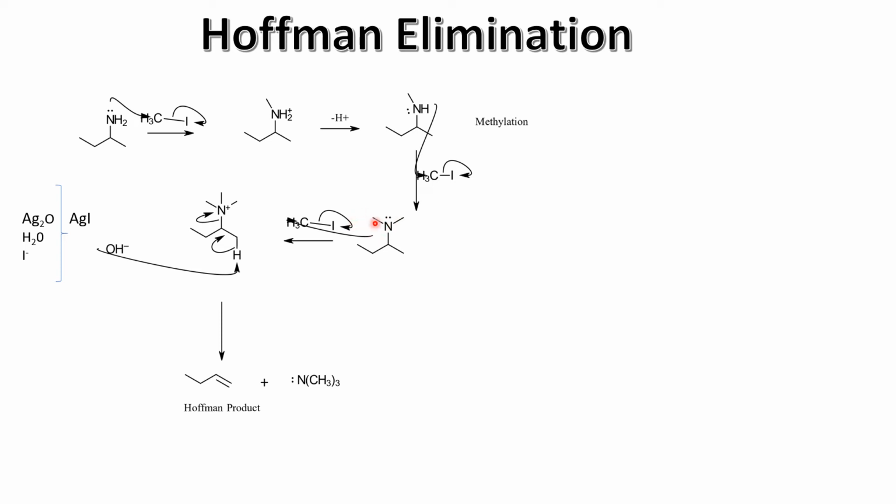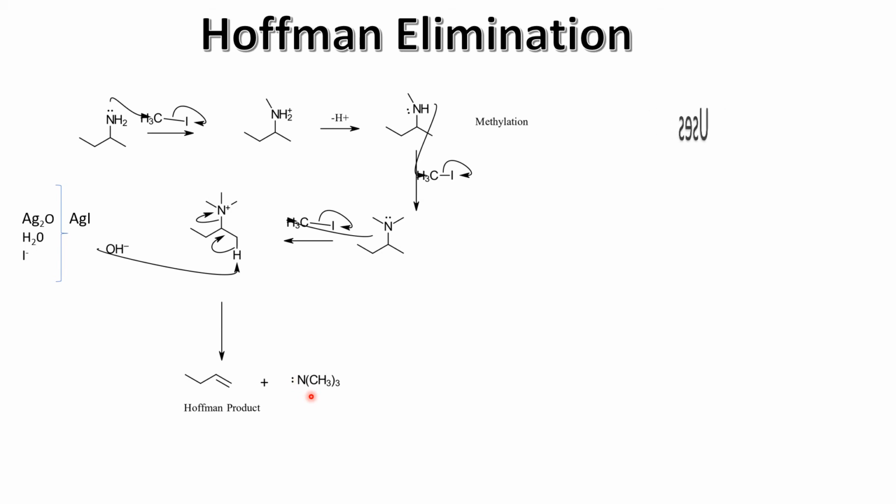but still again has the lone pair of electrons. So excess methylation again, and now it has three methyl groups and the positive charge. Now this positive charge is important because it makes it a very good leaving group. So off it goes, and now you end up with a Hofmann product and our tertiary amine there.